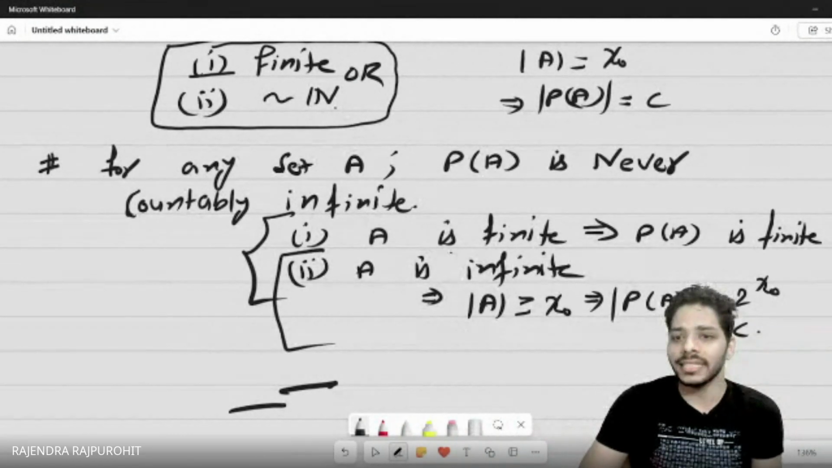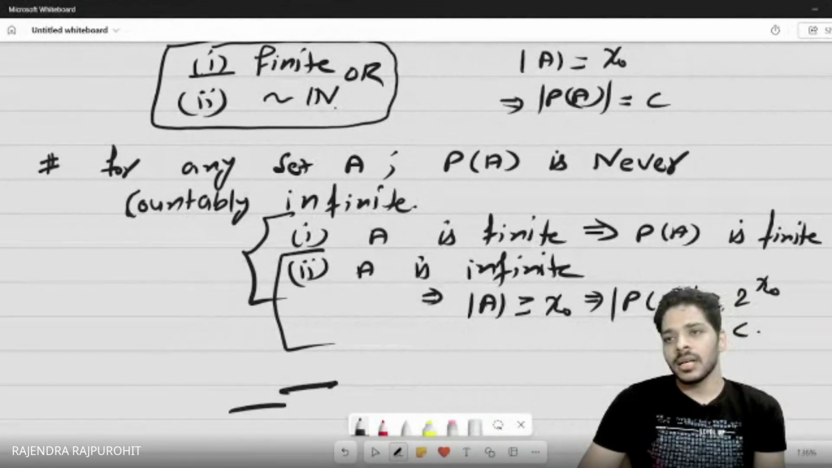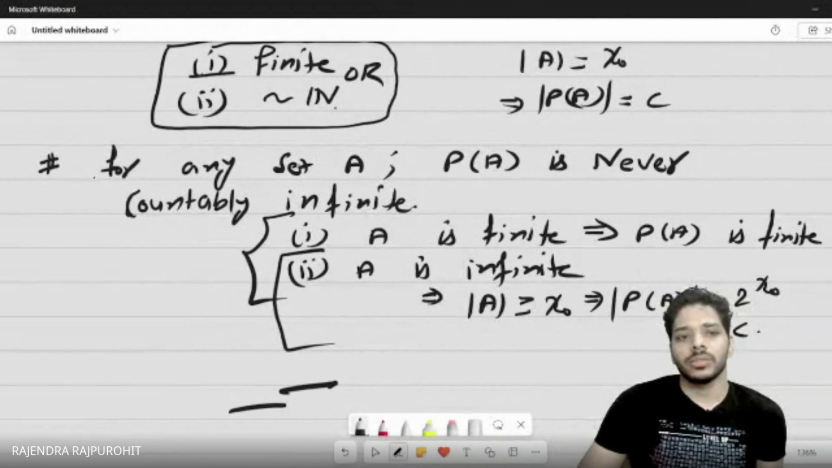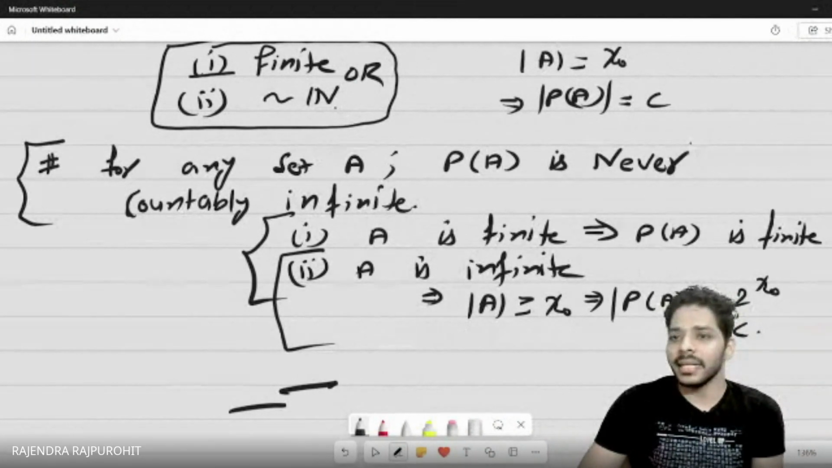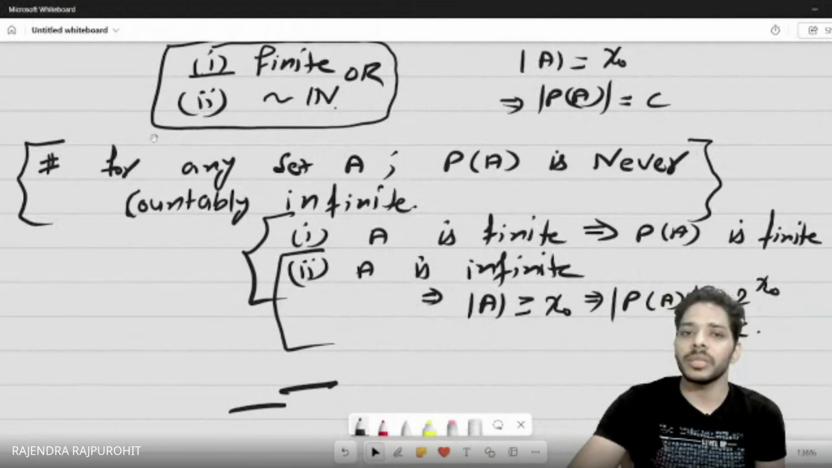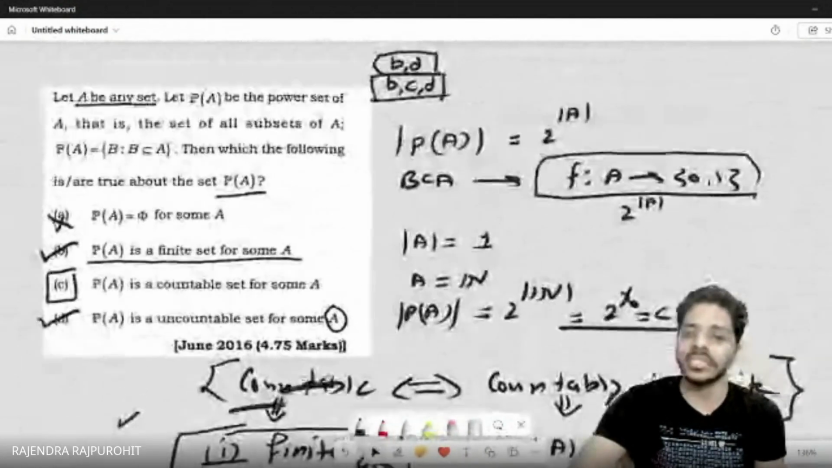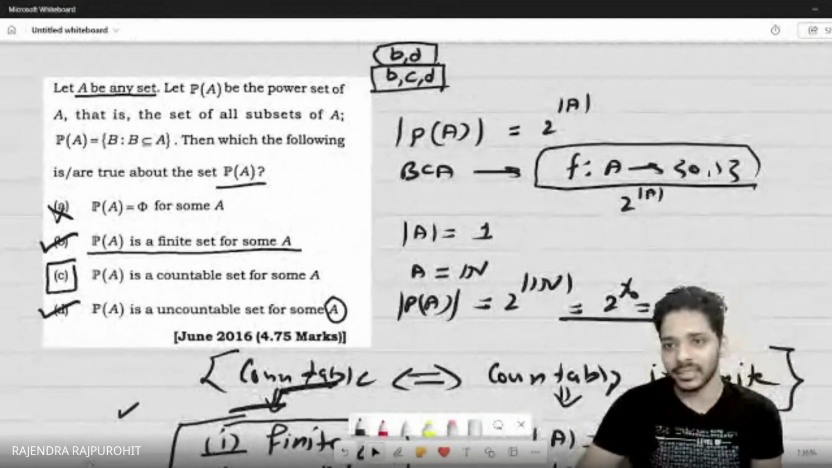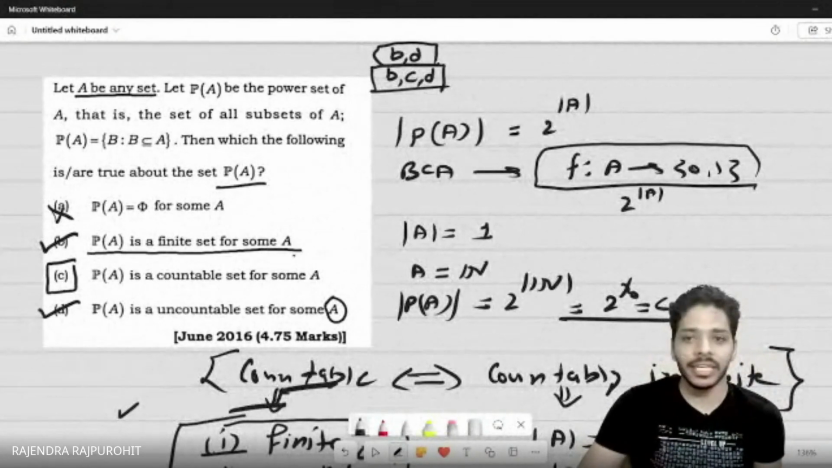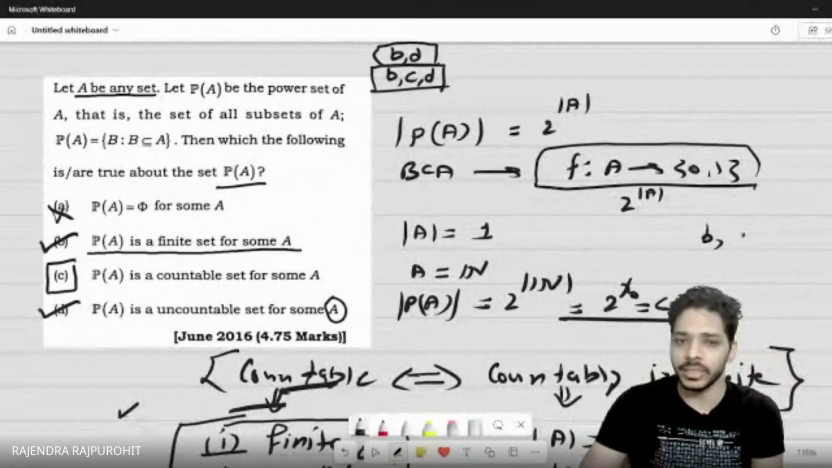That means either PA is a finite set or PA is an uncountable set. So this statement: for any set, PA can never be countably infinite. And that is what is used behind the explanation. The first time, when the CSIR made the answer key, they gave the answer to be B and D only.